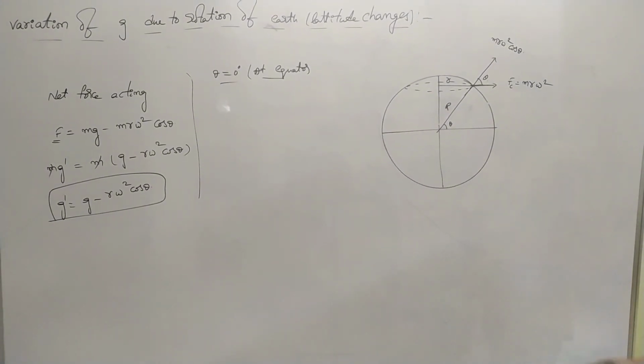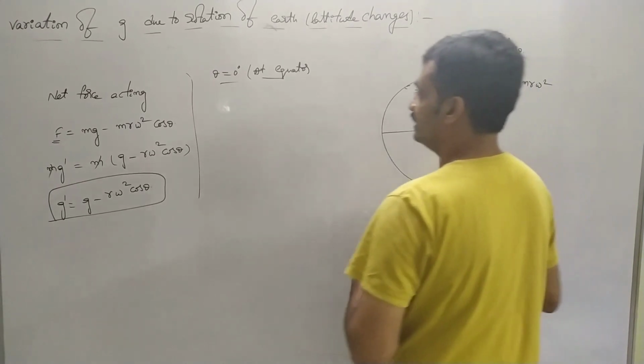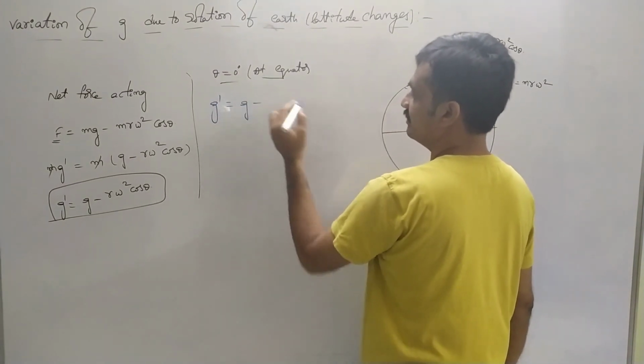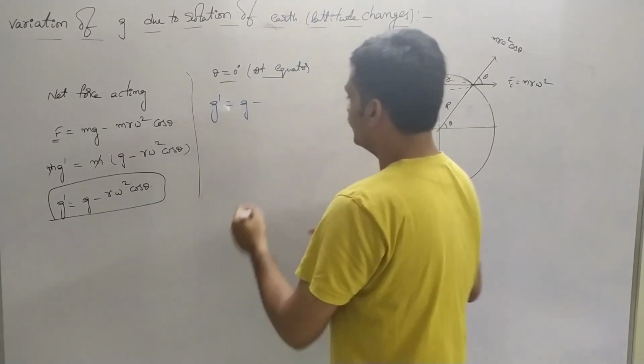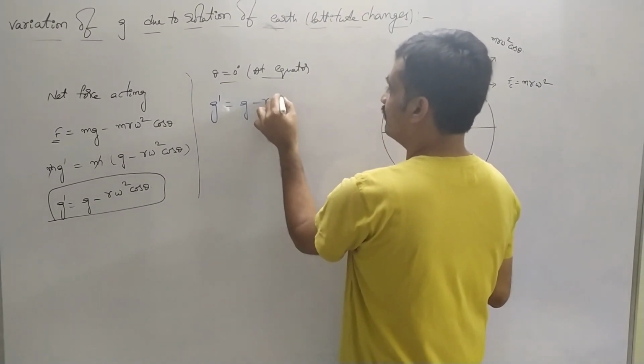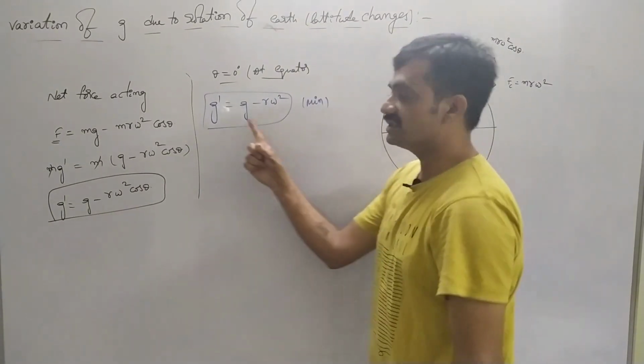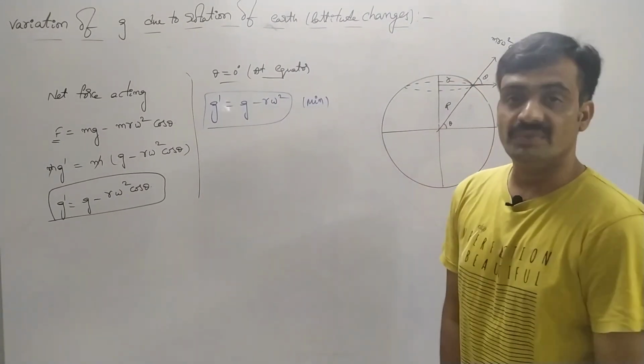Then acceleration due to gravity at this point is given as g dash equals g minus r omega square, where we know that cos 0 is 1. Then acceleration due to gravity along the equator will be minimum.